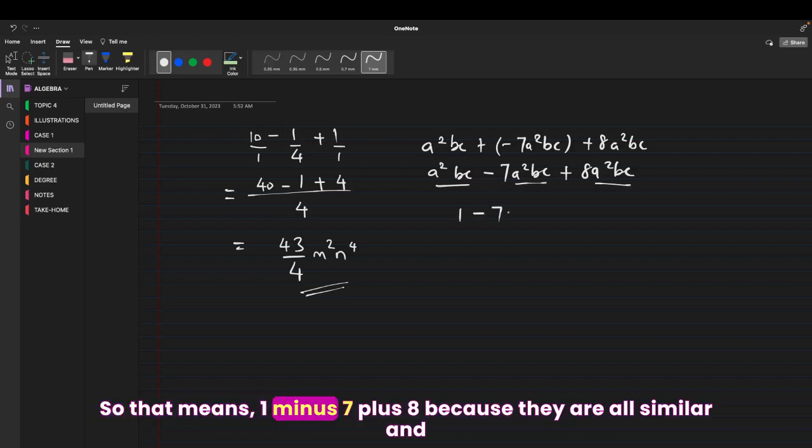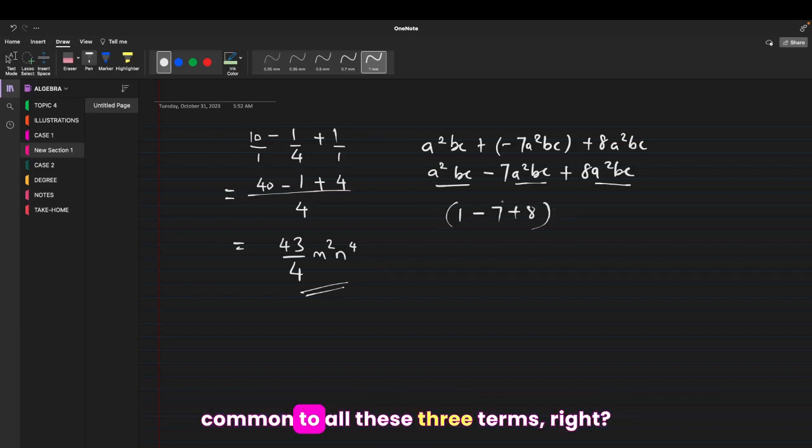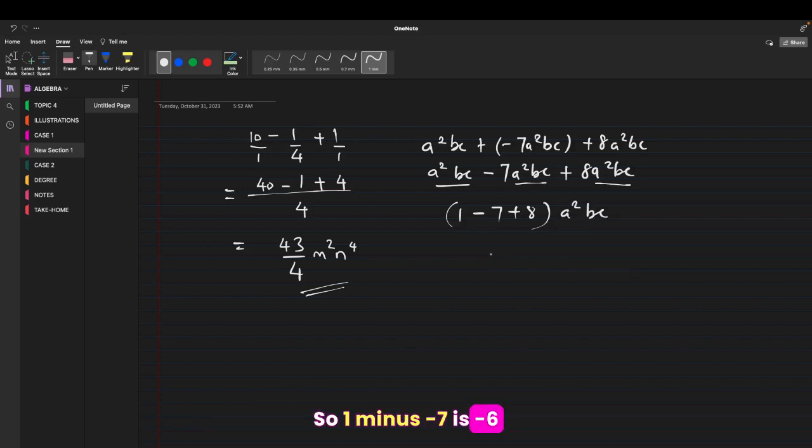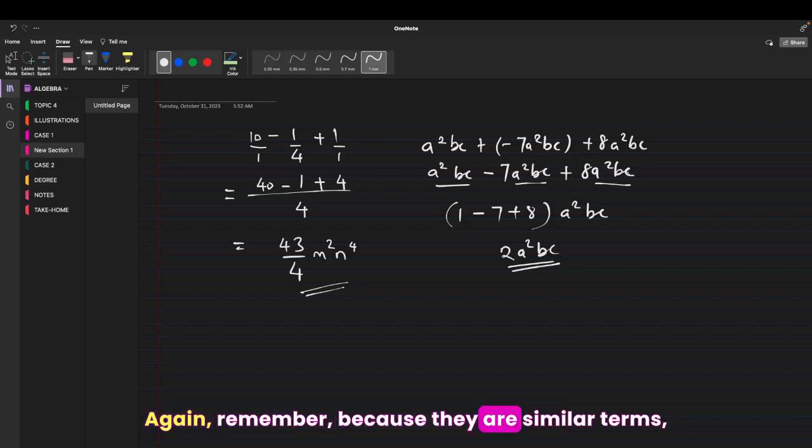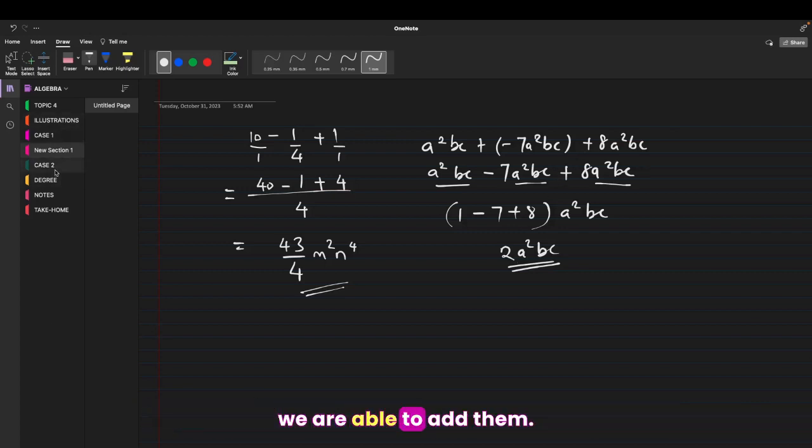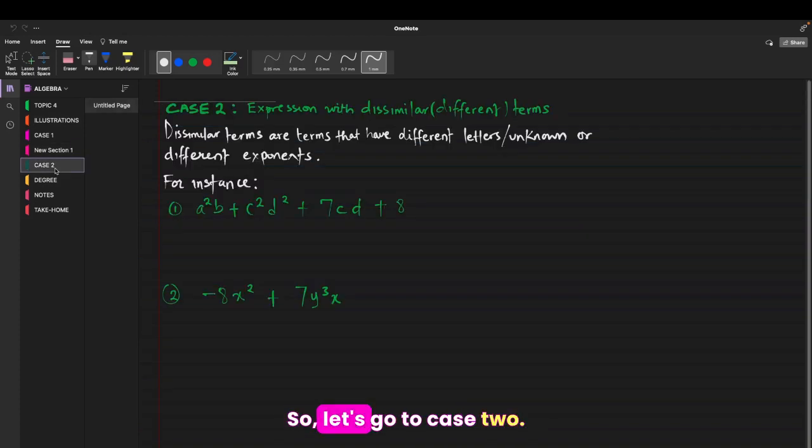So that means 1 minus 7 plus 8, because they are all similar and common to all these three terms, so that would be a squared bc. So 1 minus 7 is minus 6 plus 8, so that will be 2a squared bc. So this is the final term, or the simplified term for this. Again, remember, because they are similar terms, we are able to add them. So let's go to case 2.